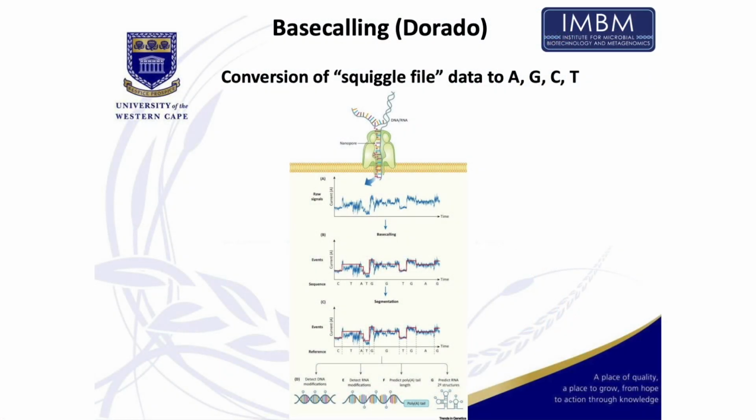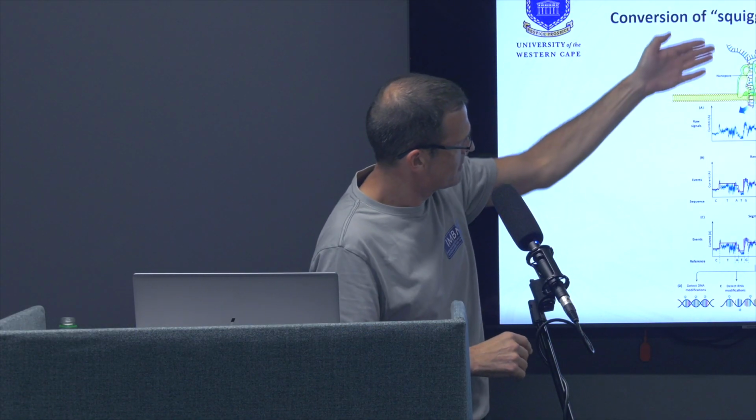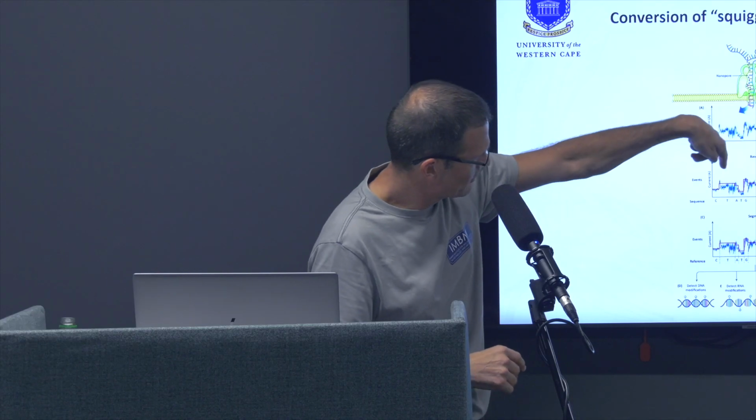But in practical terms, we've now got this electrical signal from our sequence run. What do we do with it? This diagram shows you the process that the algorithm goes through to convert that electrical signal into base calls. Oxford Nanopore have named all their software after fish names. I don't know why. The initial base caller was called Guppy. The next iteration is Dorado. This is just conversion of the squiggle, that electrical signal, to base pairs.